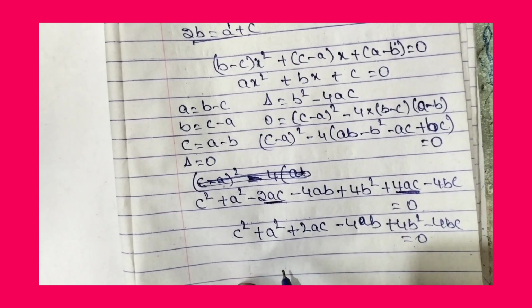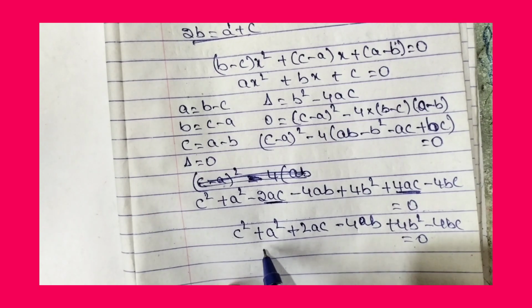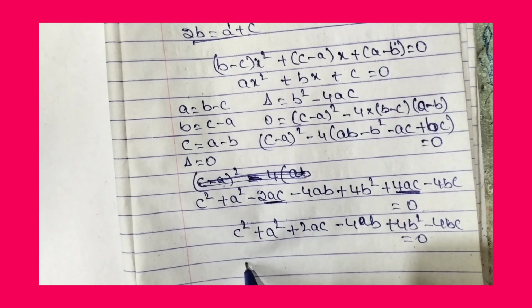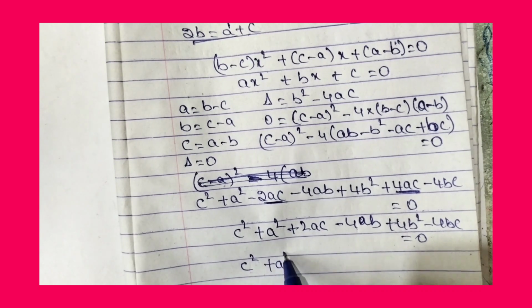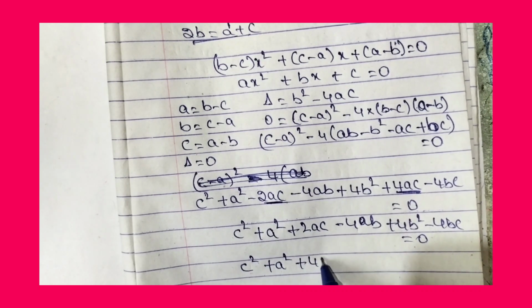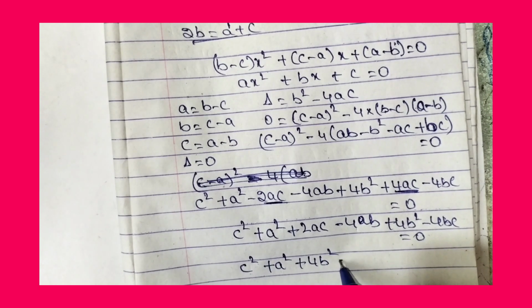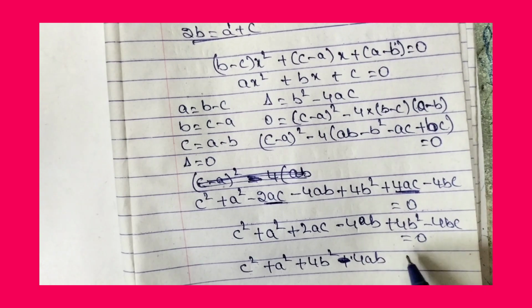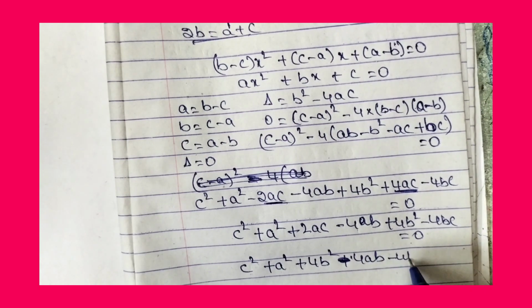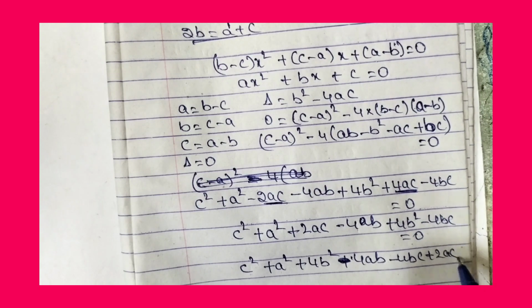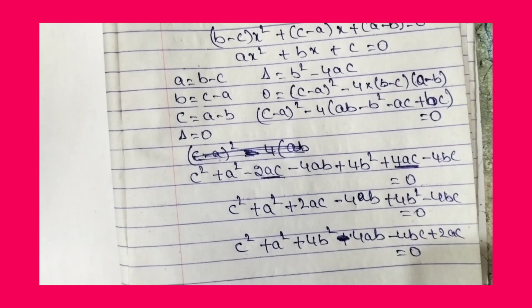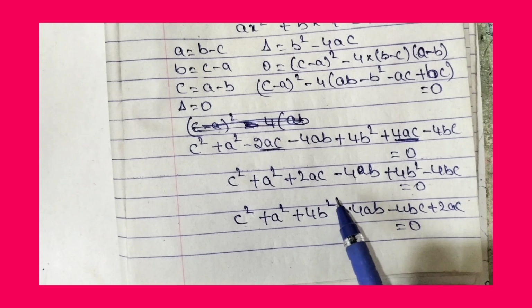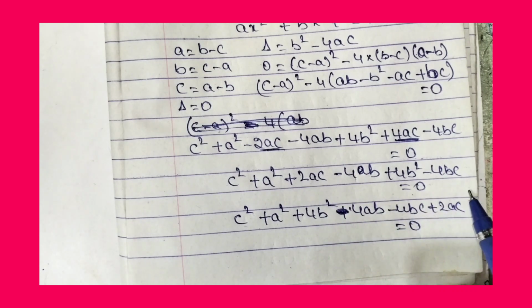So now let us write this one like this. It is in the form of a square plus b square. I will write this in an order now: c square plus a square plus 4b square, starting from here, minus 4ab, then minus 4bc, then plus 2ac, which is equal to 0. So it looks like that. This is a square plus b square plus c square plus 2ab plus 2bc plus 2ca.